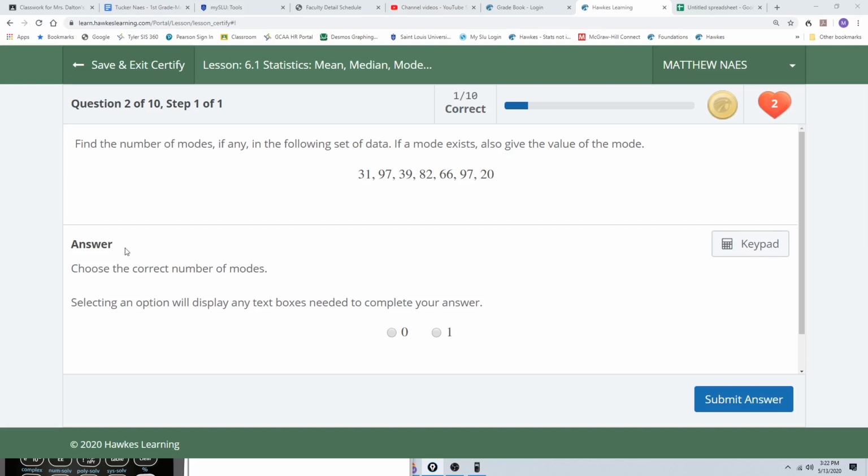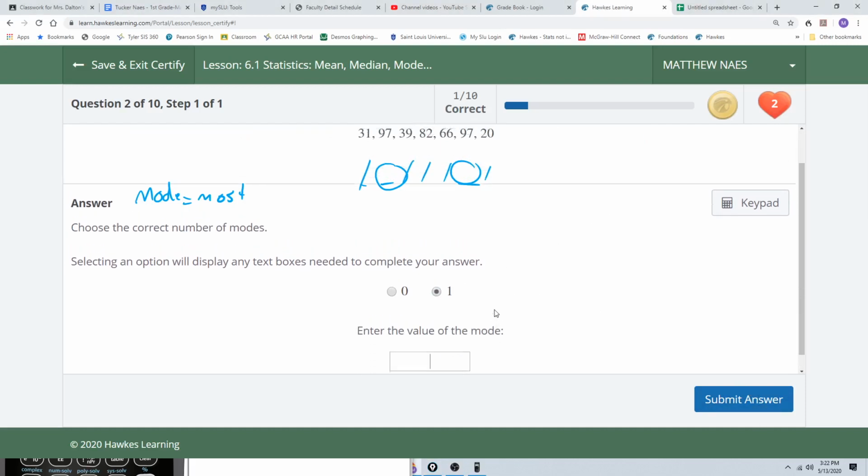Mode is even easier because mode means most. Which number appears the most? We have 31 only once, 97 twice, 39 only once, 82 only once, and the rest. So this number appears the most. We do have one mode, and the value of that mode is 97.